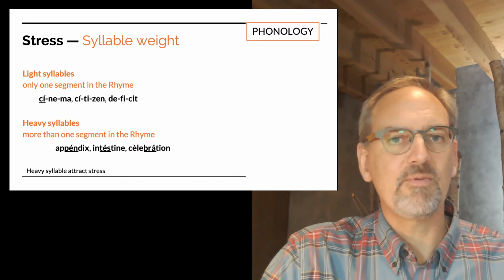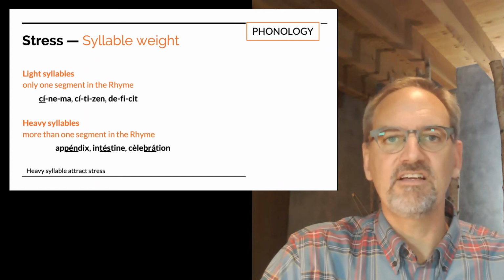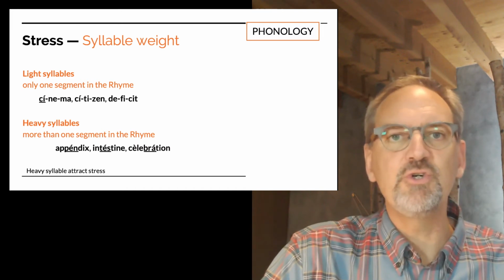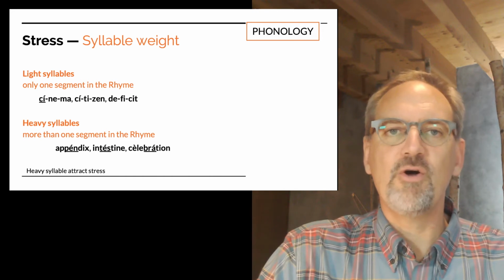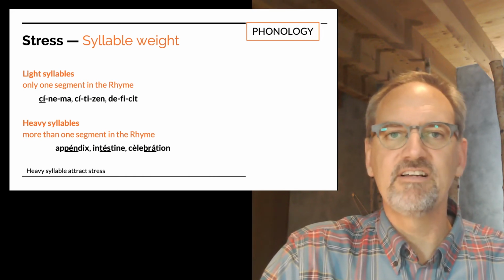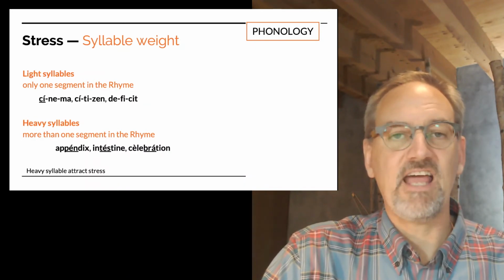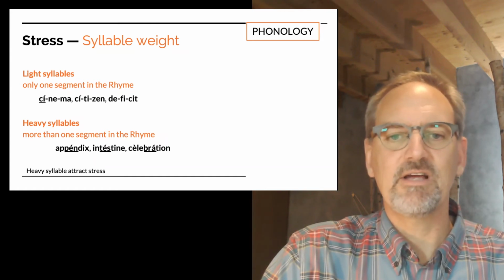Remember, tense vowels get lengthened. Well, that lengthening fills 2 positions in a branching nucleus. So although there are 2 consonants in the onset br, that's not the reason why it's a heavy syllable. It's a heavy syllable because it has a branching nucleus.